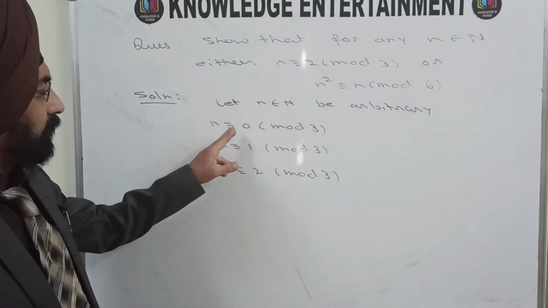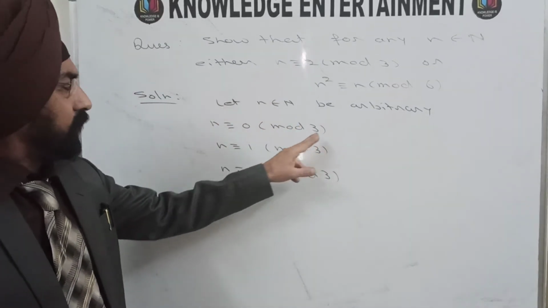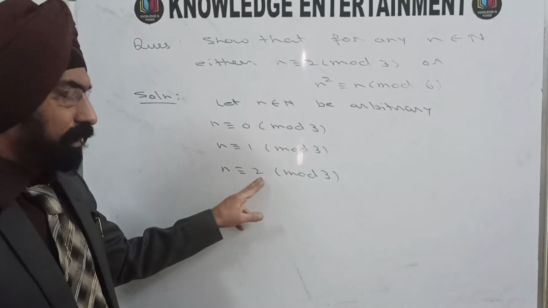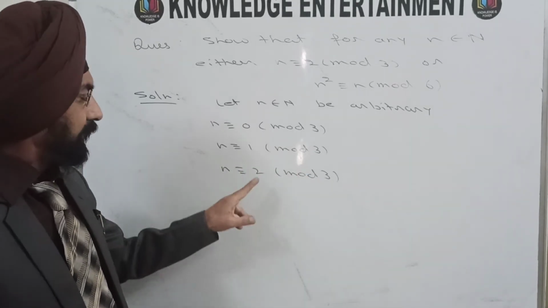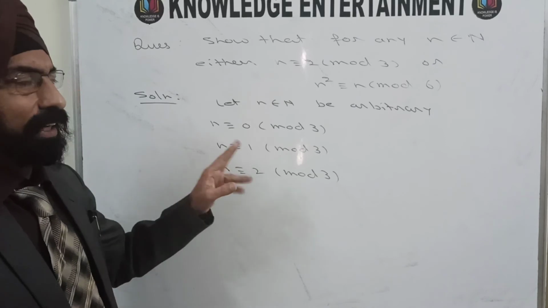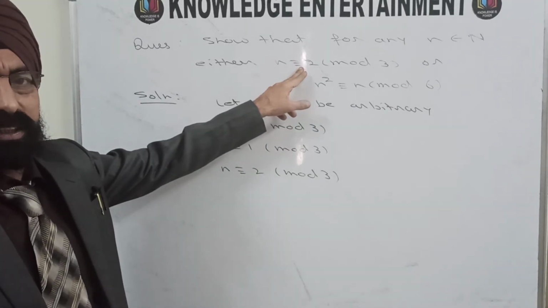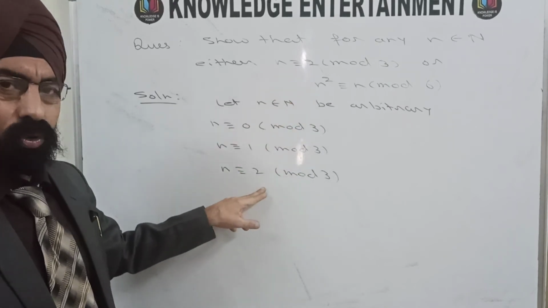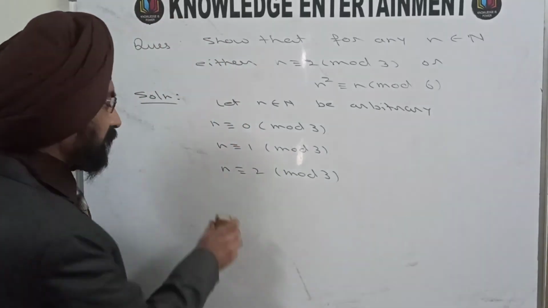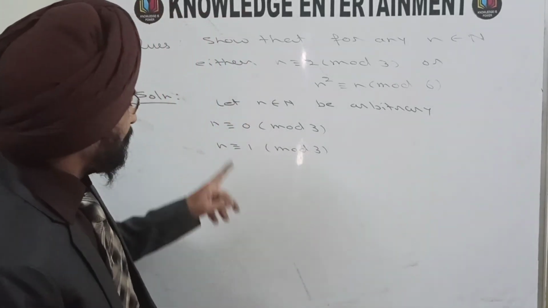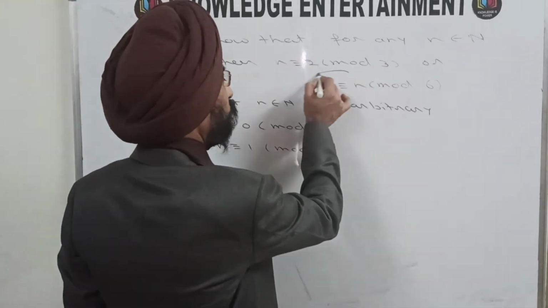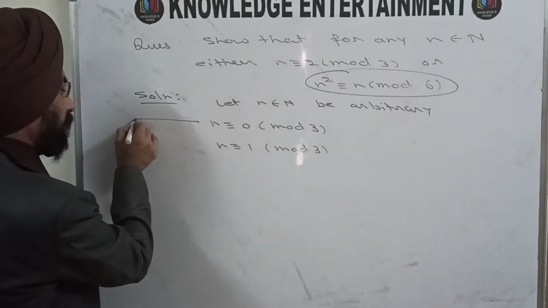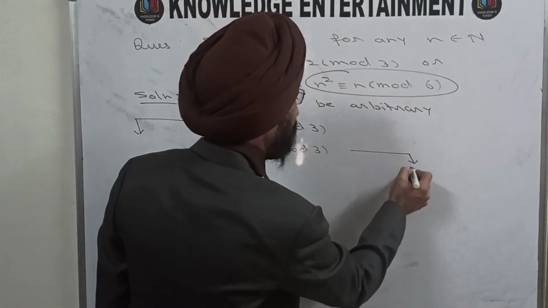Either the remainder will be 0 when n is divided by 3, or the remainder will be 1, and the last possibility is that the remainder will be 2. If the third case is there, then we have nothing to prove because you are having n congruent to 2 modulo 3 as one of the results. So if this case is true, we are done. That means in these two cases we will have to prove this. And that's again very easy. I am taking the cases separately.